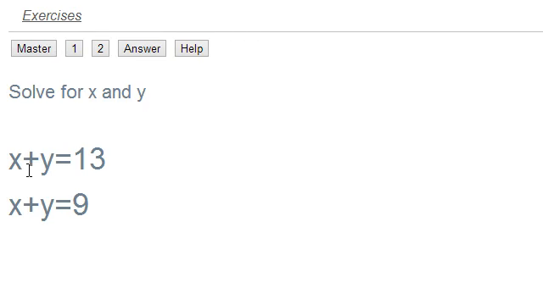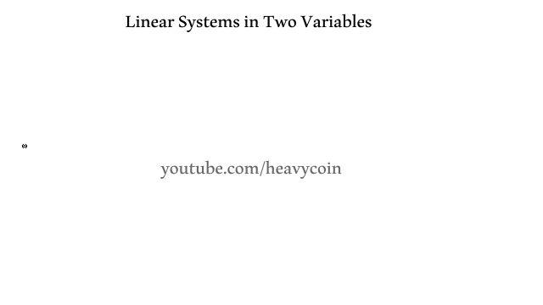Alright, so here's another set of equations. We're going to solve this system if possible. x plus y is equal to 13 and x plus y is equal to 9.